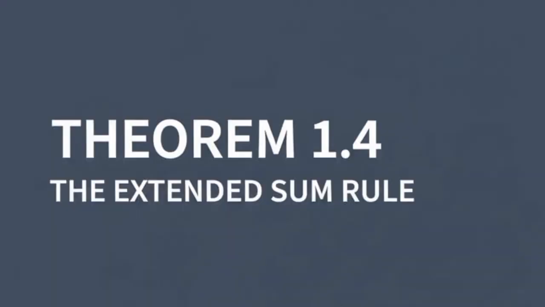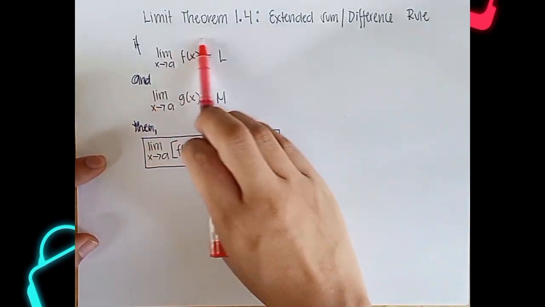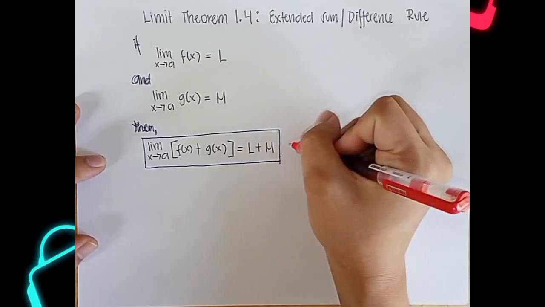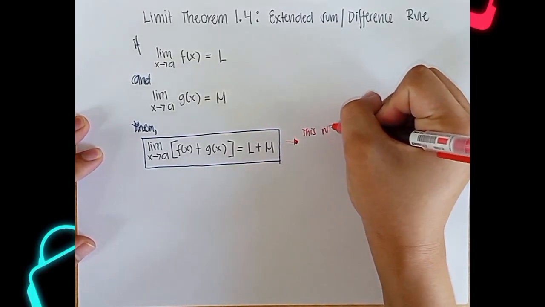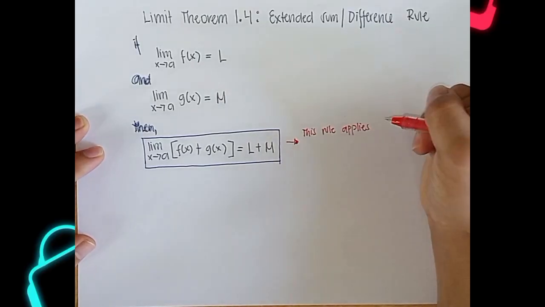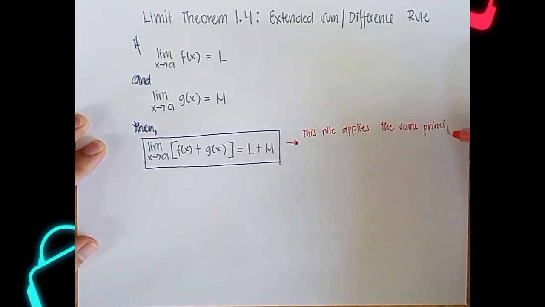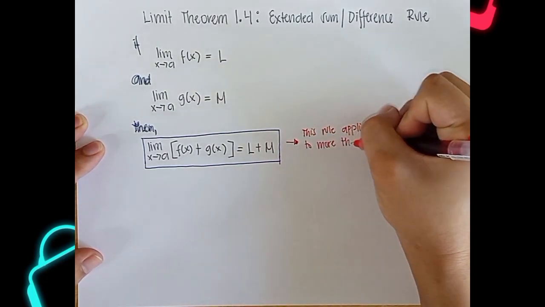Since we are done with the sum and difference rule theorem, let's proceed to theorem 1.4, which is the extended sum rule. This rule applies the same principle to more than two functions added or subtracted together. The extended sum rule is the generalization of theorem 1.3, the sum and difference rule. While theorem 1.3 handles two functions being added or subtracted, this rule extends it to any number of functions.